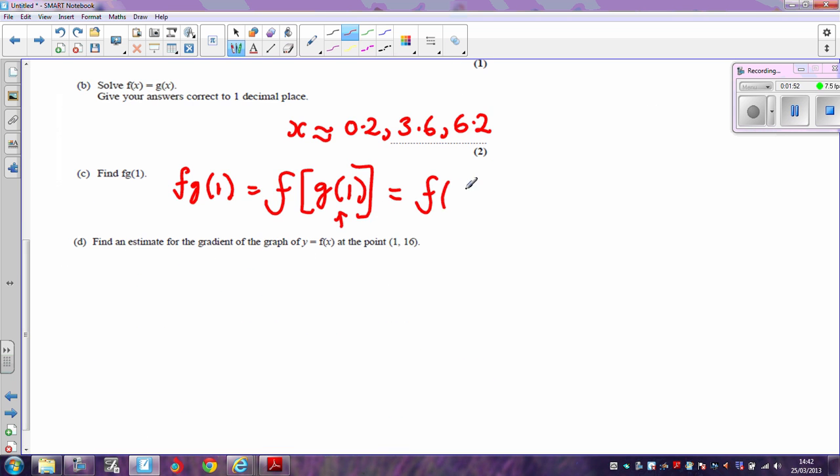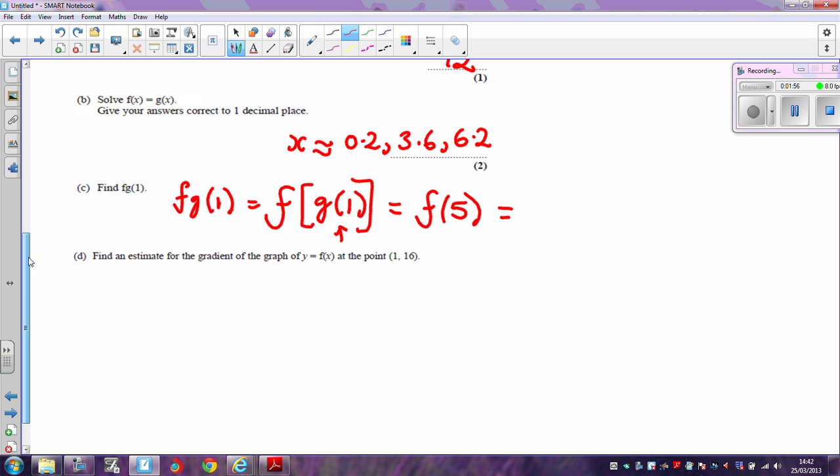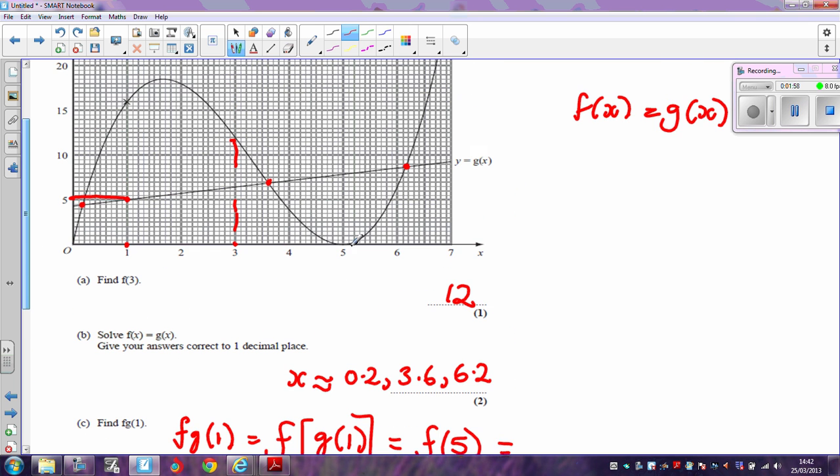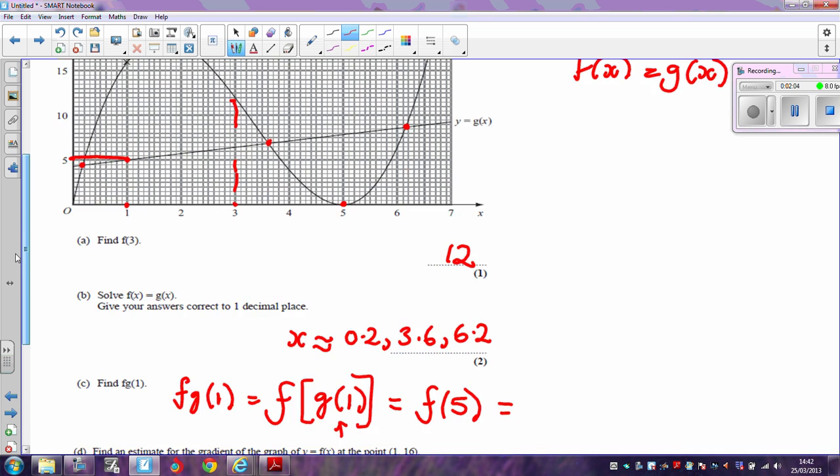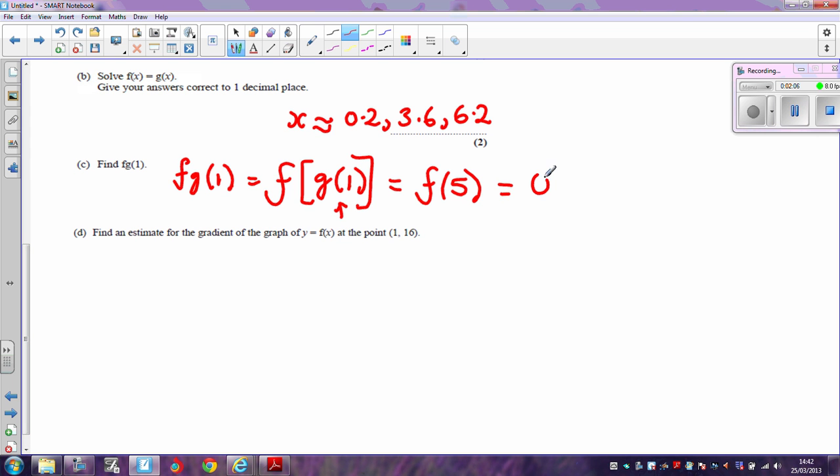So what I now need to find is f of 5. So I need to use an x value of 5. Here I can see that f of 5 is actually just 0, because the y value there is going to be 0. So f of 5 is 0. Fg of 1 then is actually just 0.